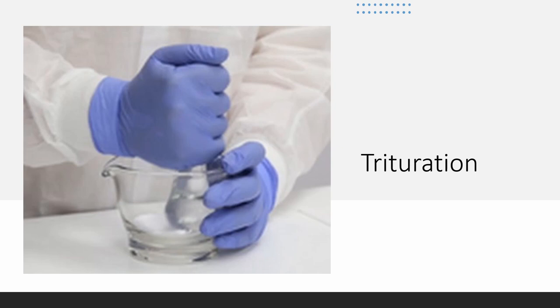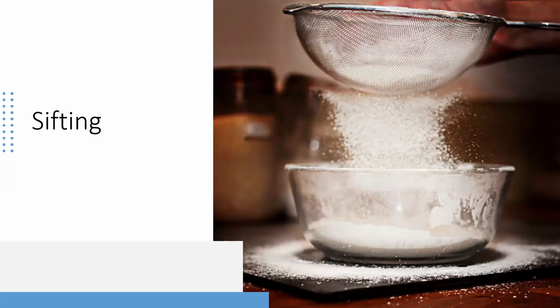So trituration is a good method for mixing as well. It is the preferred method actually. Spatulation is not so much. Next is sifting. Sifting uses a sieve or a filter. What you're going to do is place two powders on a sieve, then sieve them. Basically, tap the sieve until the powders fall from the bottom and settle in your container.